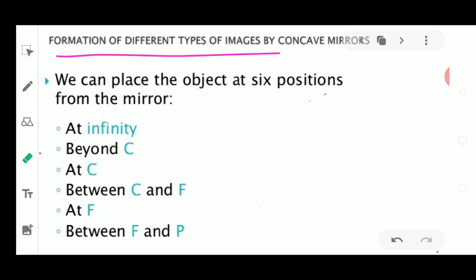For the next class, one should be prepared about the positions of these objects. One should be very clear in the mind about what places we are talking about, and be thorough with the rules. So please remember the rules and these places, and then only we will start with the ray diagram in the next class.